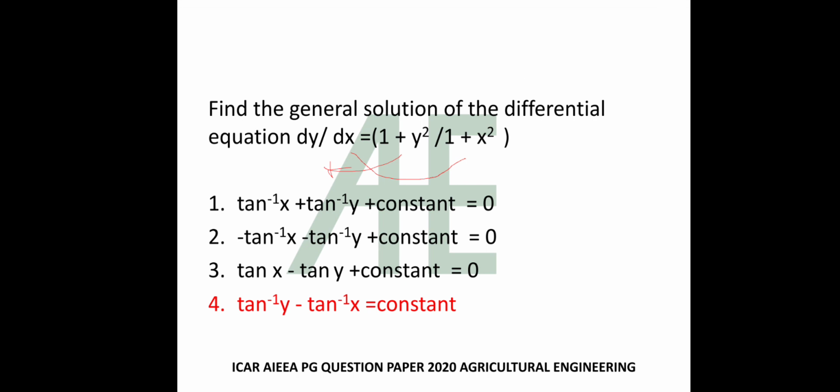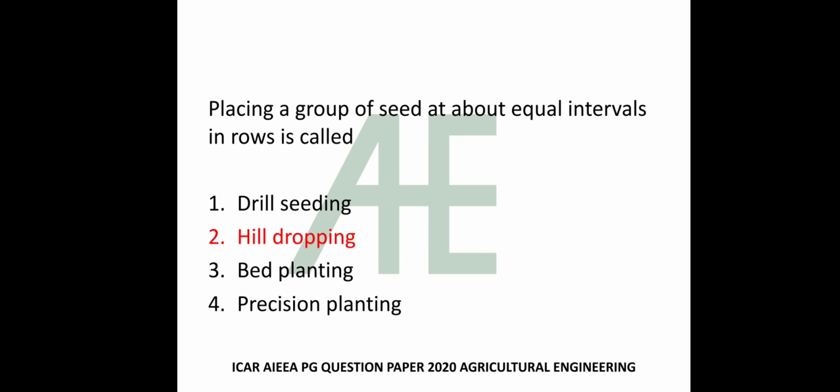Placing a group of seeds at about equal intervals in rows is called: drill seeding, hill dropping, bed planting, precision planting. The answer is hill dropping. Remember that word: placing a group of seeds. For a group of seeds, hill dropping, and for a single seed, precision planting.